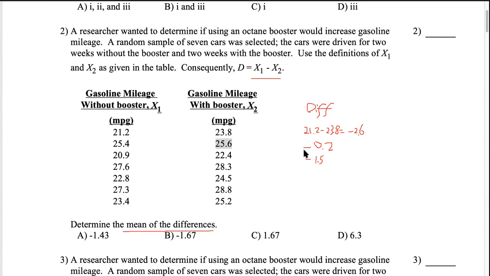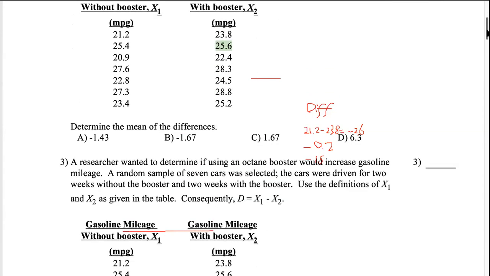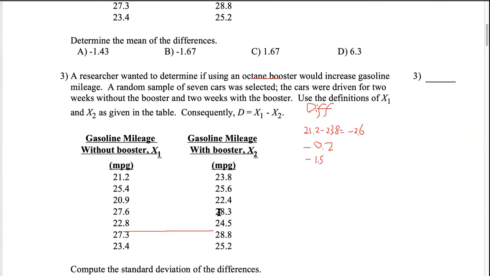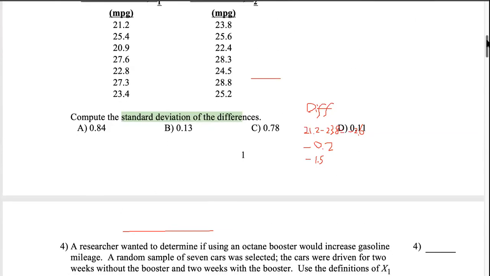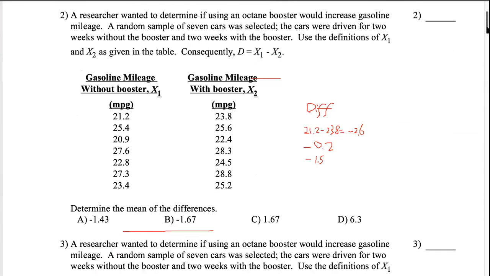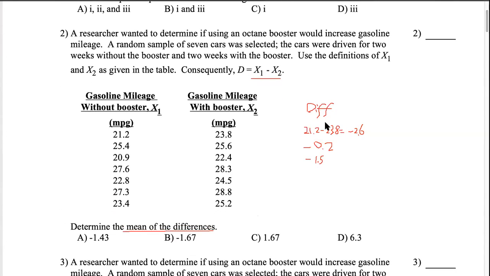Number 3 is actually the same question with exactly the same information. Now we want to calculate the standard deviation of the difference. So how do we calculate that? You can go back to the lecture notes. Now we have these 7 numbers, and out of them we can calculate the average, which is pretty straightforward: adding them together and dividing by 7.